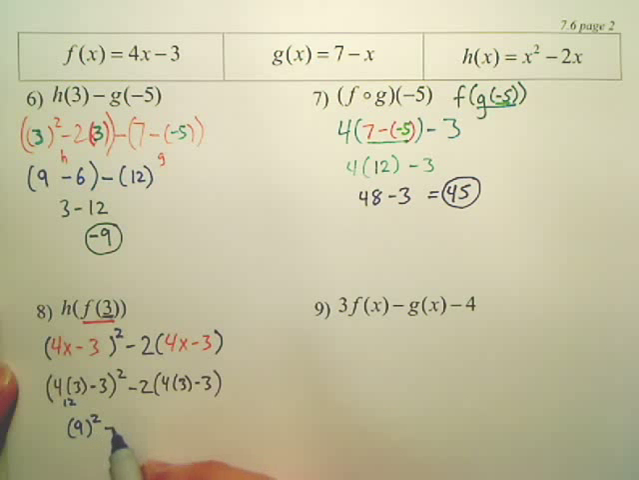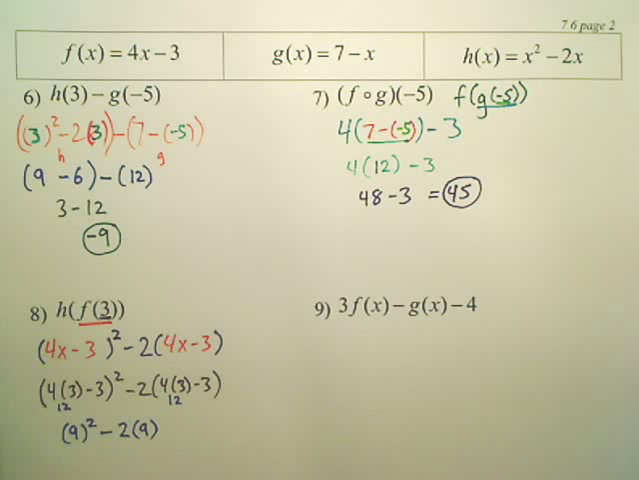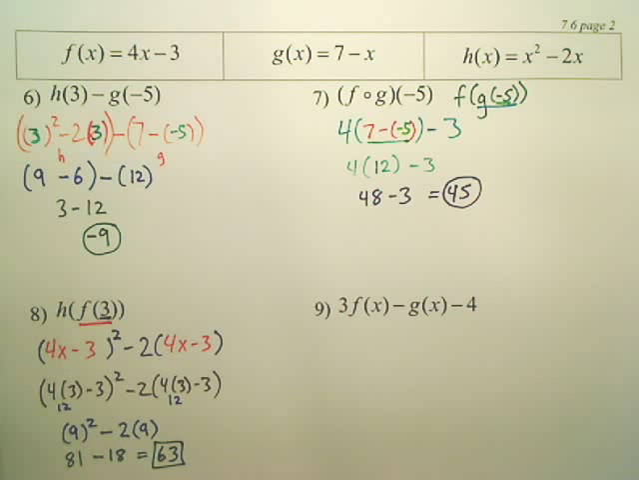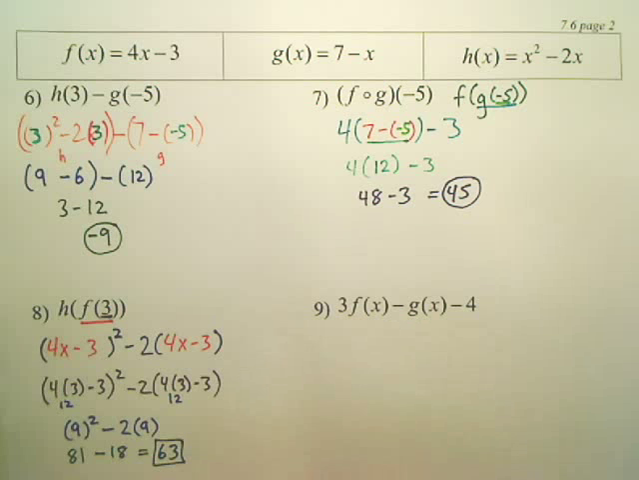So we got 9 squared. Minus 2 times, what's 12 minus 3? Isn't that also 9? Which 9 squared is 81. Minus 18 would be 63. So with these three problems, you're taking the functions, doing something with them, and plugging in numbers.